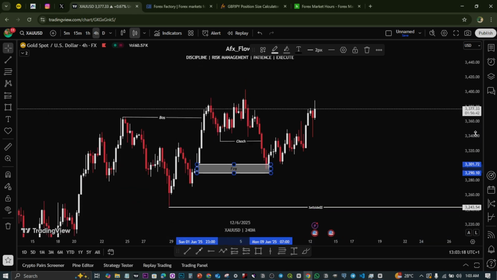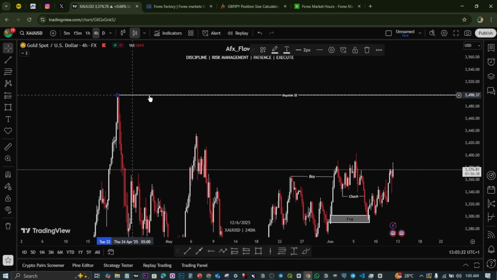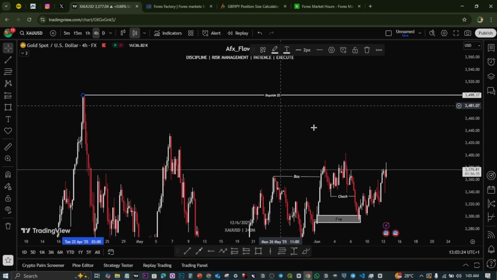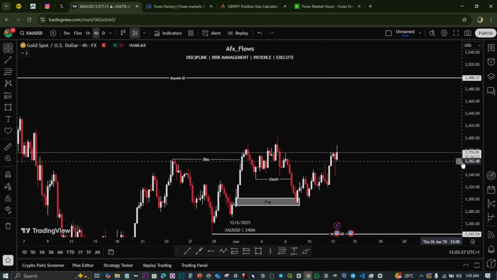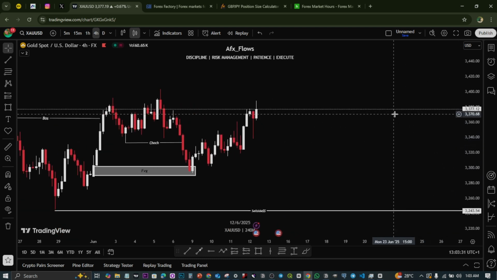So where is price currently moving? Remember I said I want to buy gold because why? Because of this high here. This high needs to be taken out because there's a liquidity resting up here. That's why gold keeps buying and buying. So let's keep going forward. What can I see again?